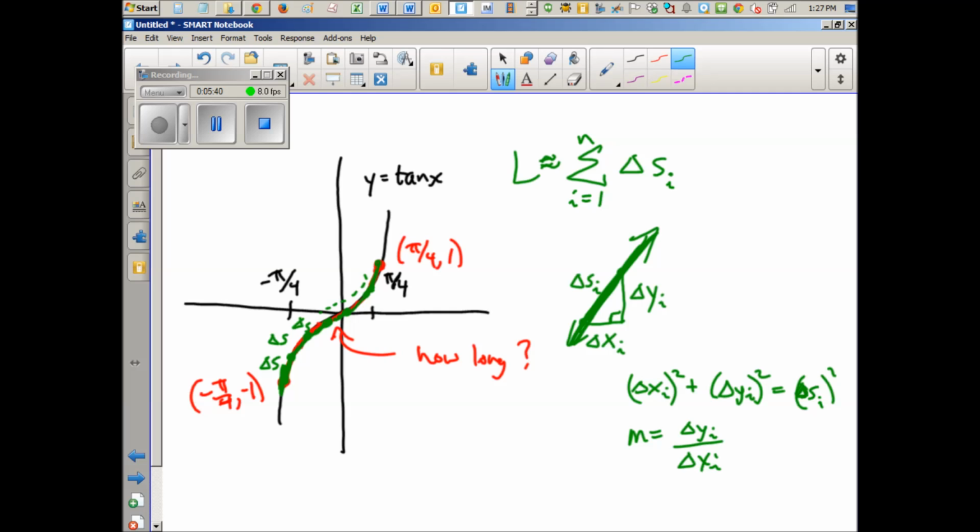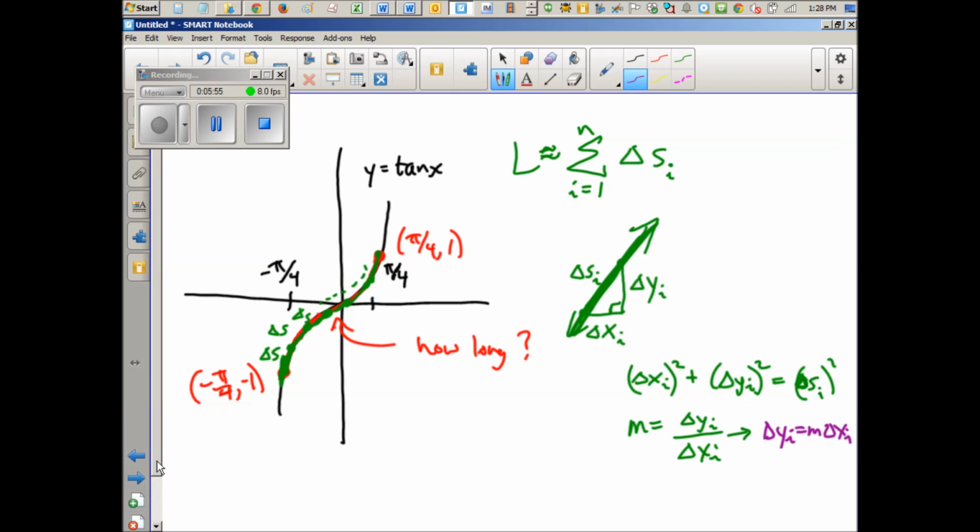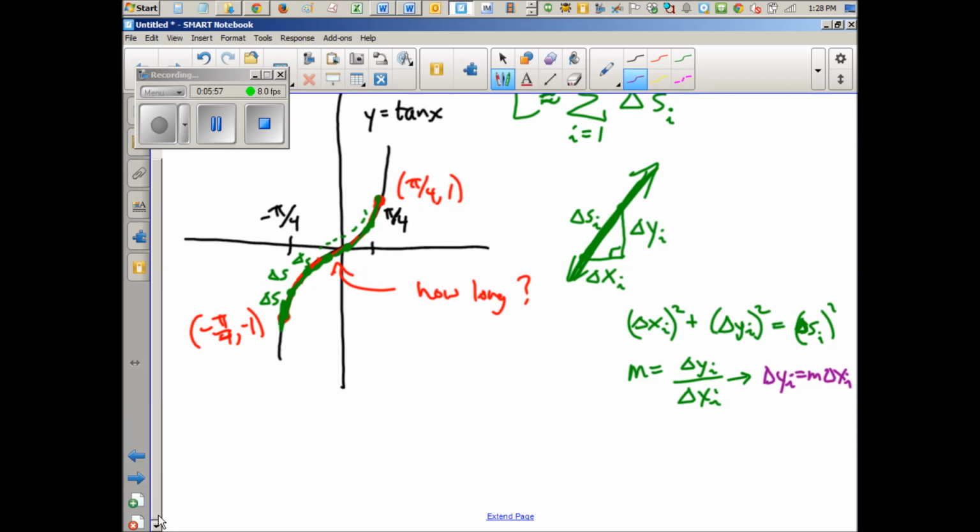All right. So I'm just going to real quickly convert this to read delta y sub i equals m delta x sub i. Just kind of cross multiplied it. And I'm going to stick that in right there for my delta y sub i. You can get ahead of me if you want.